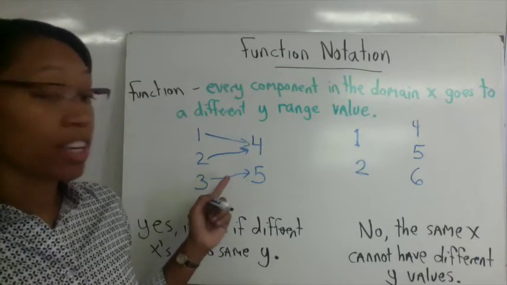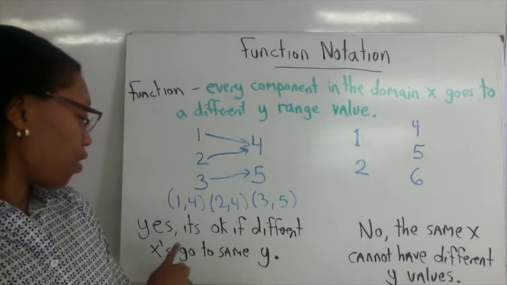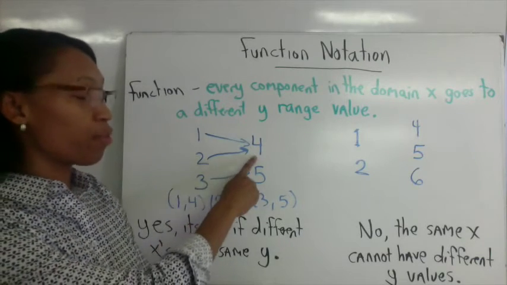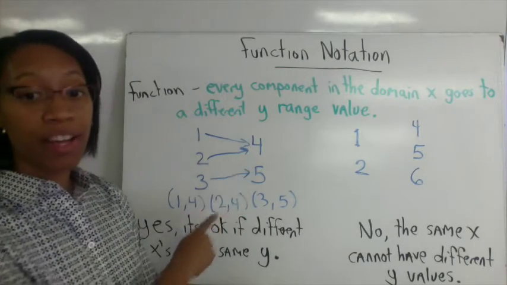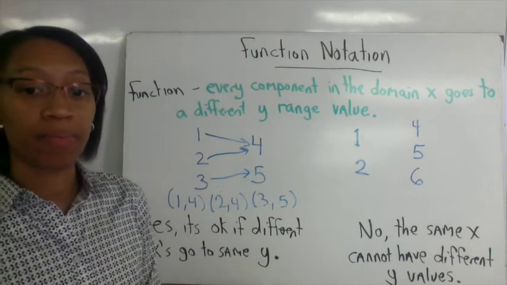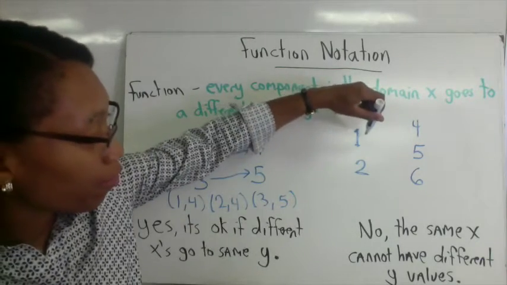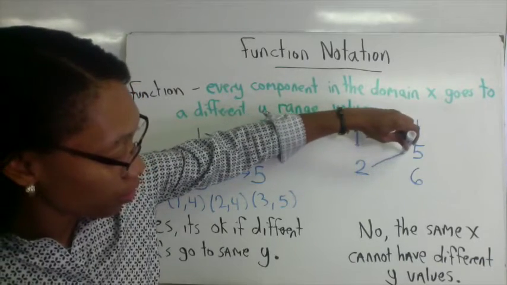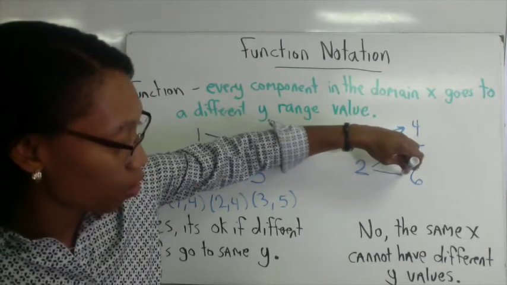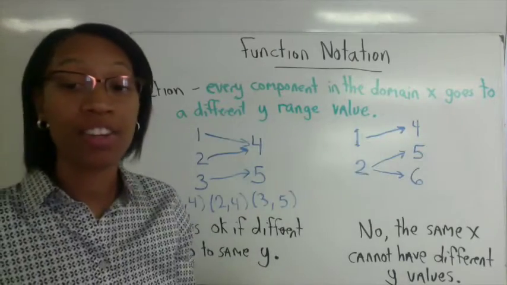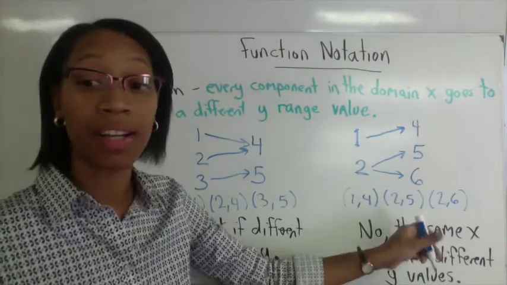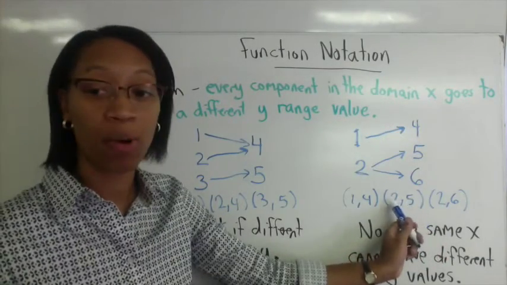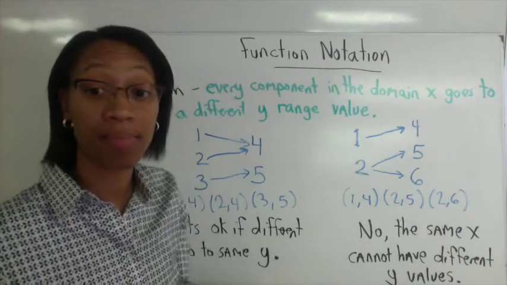So this is a function, and it's fine that the 2 goes to the 4 and the 1 also goes to the 4. It's okay that the y's repeat. That's fine. However, if we had a function like this, let's say that the 2 goes to the 5 and the 2 also goes to the 6, then no, that would not be a function. Not a function because the 2 cannot go both to the 5 and to the 6.